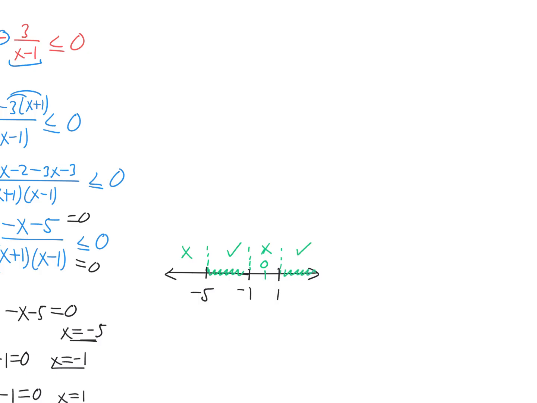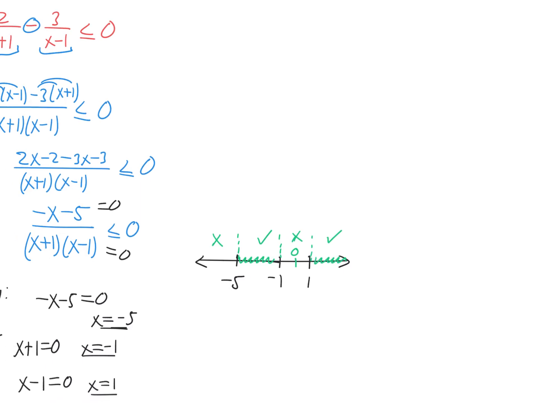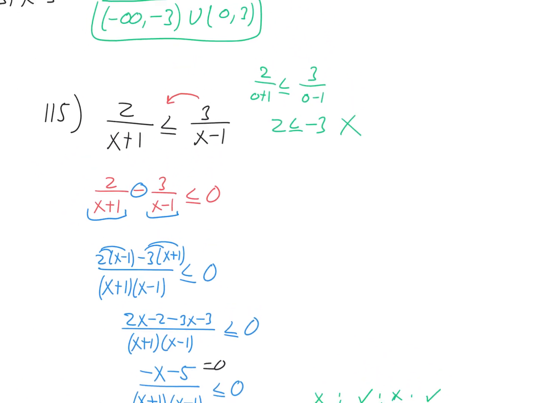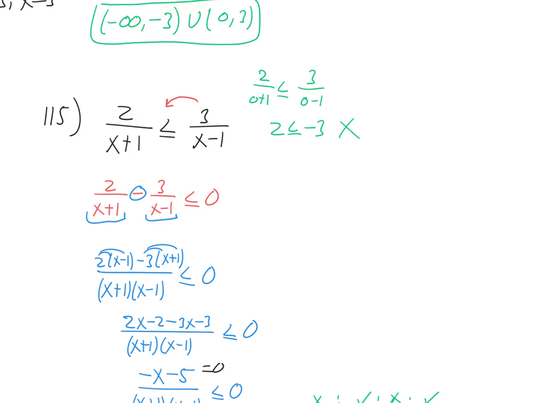One thing I do want to keep in mind is we can't have 0 on the bottom. So even though we look at our original inequality and I have less than or equal to, that would imply that we would need closed circles, but remember, I can't have closed circles over what makes the bottom 0, because if the bottom is 0, it's undefined, all right?